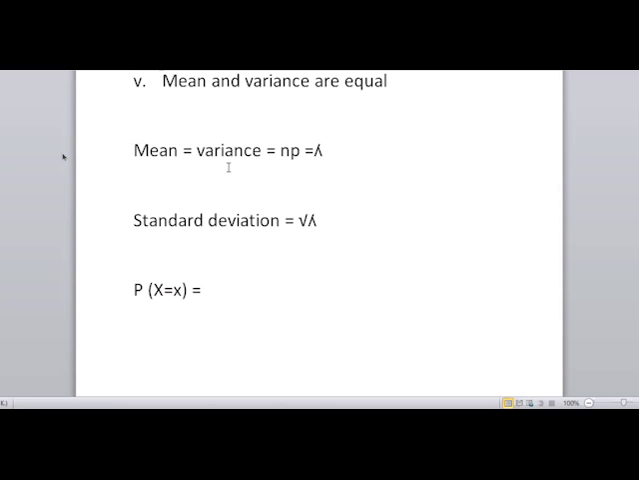So the mean is equal to lambda. The variance is equal to lambda. Therefore, if you have the variance, we know that the standard deviation is equal to the square root of lambda, or the square root of the variance. So it is easy to find the standard deviation. We'll do examples of how to calculate the mean and the standard deviation when we are done with the actual calculation of the Poisson distribution.